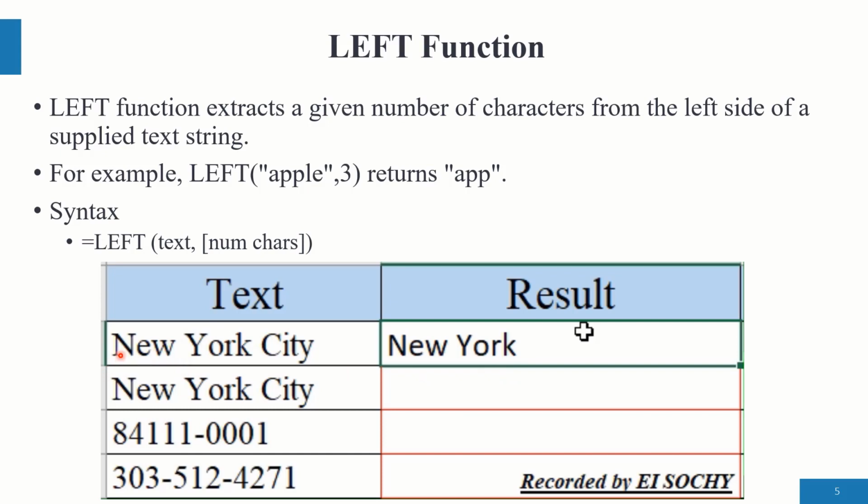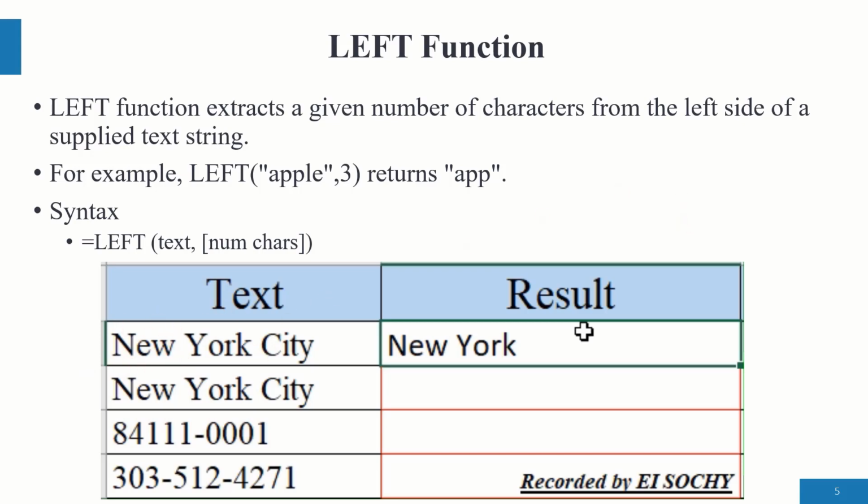1, 2, 3, 4, 5, 6, 7, 8. So the space also counts as 1 character, so we fill in 8. For example, if you want to get the letter C also, you count 1, 2, 3, 4, 5, 6, 7, 8, 9, and 10. So you fill in 10, and you will see New York and then the letter C. So this is the LEFT function, used to take out some text from the left.